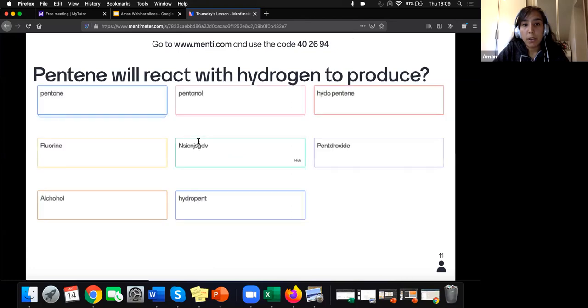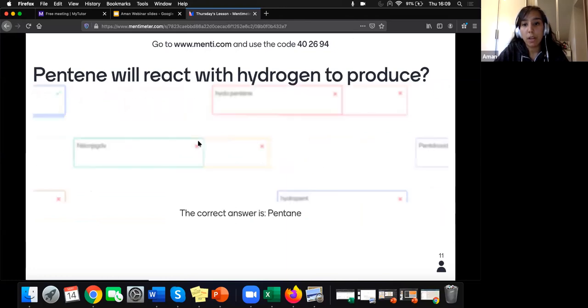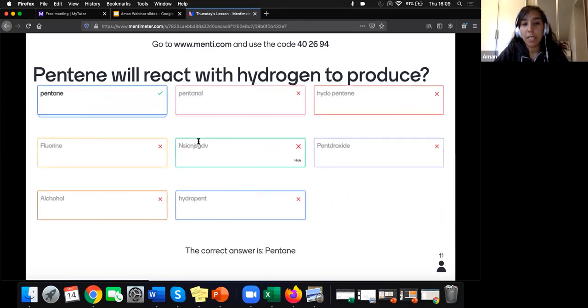Good, so the answer is pentane. Remember, this is the one that I like the most because I always find that it's simpler for me to understand. So pentene will react with hydrogen to produce pentane. Well done to those that got it right. The alcohol reaction is when we react with steam. So well done for everyone that tried that one.